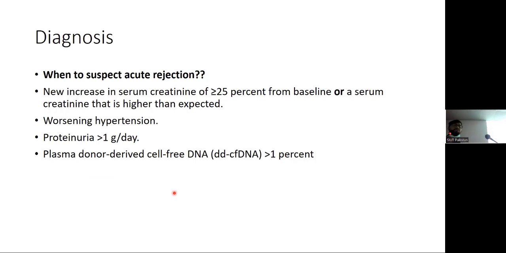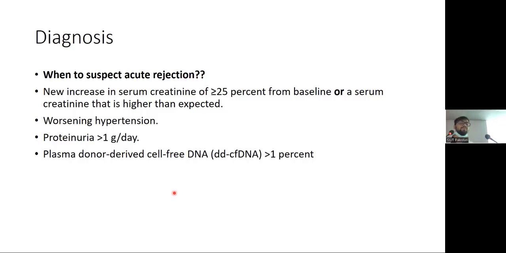Now, let's come to the diagnosis. When to suspect acute rejection? Acute rejection should be suspected if one or more of the following parameters are present: a new increase in serum creatinine of more than 20% from the baseline, or a serum creatinine that is higher than expected.